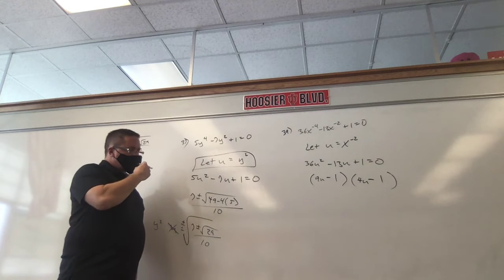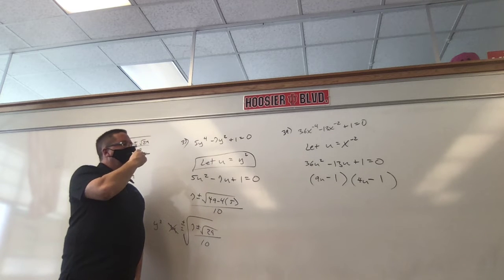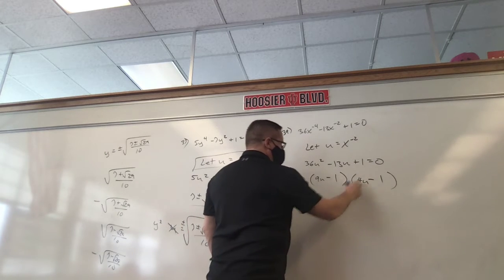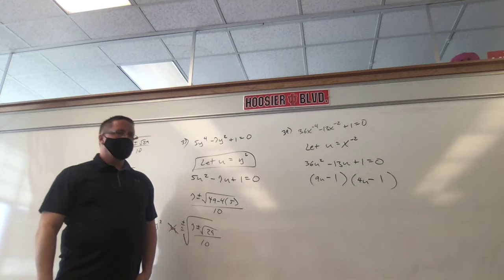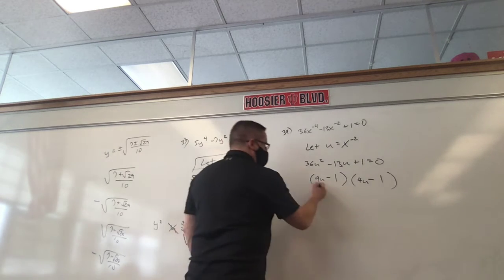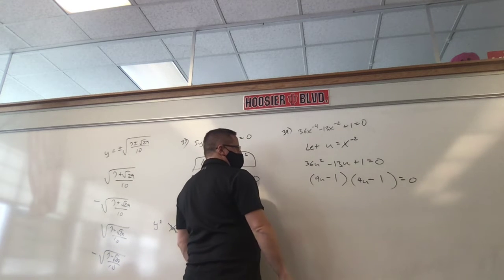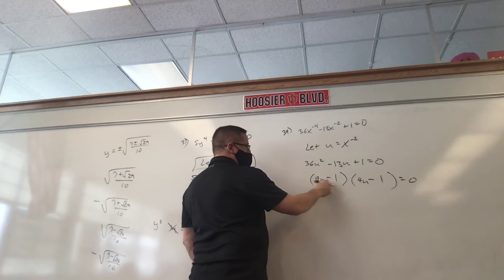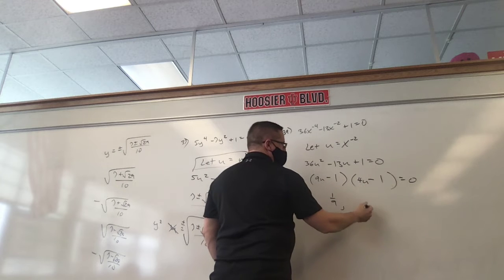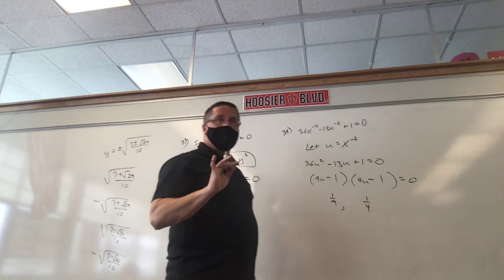What are my outers? Negative 9. Inners? Negative 4. What's negative 9, negative 4? Negative 13. Okay, so what makes this equal 0? What makes this 0? Careful, there's a 9 there. 1 over 9 and 1 over 4. I want to make sure you guys haven't forgotten that from Algebra 2.